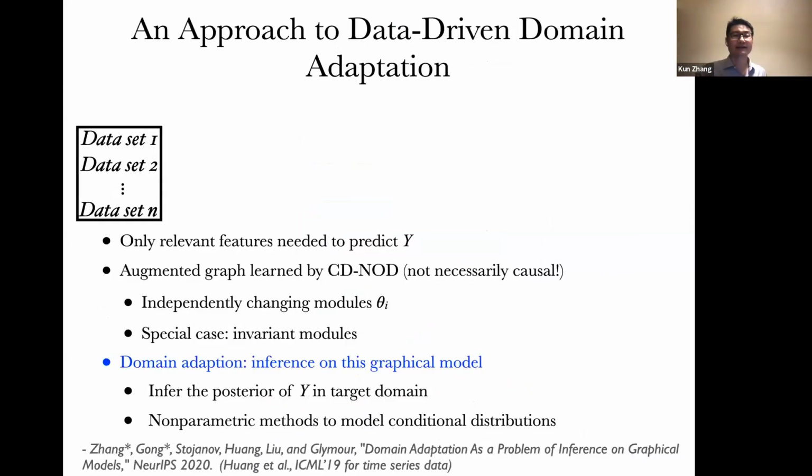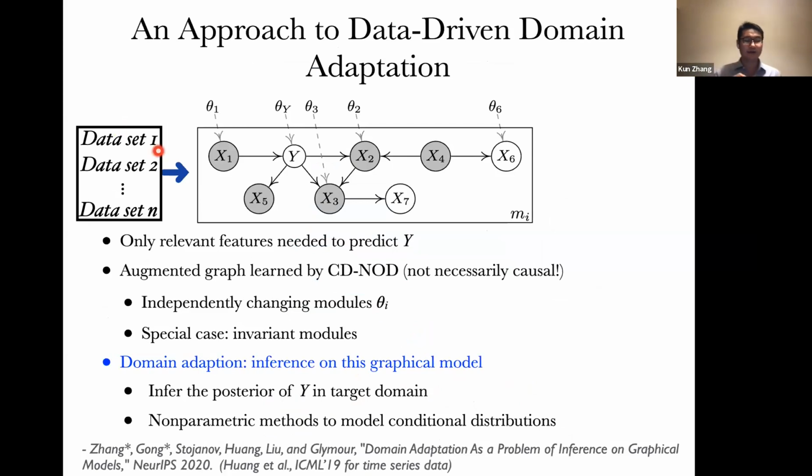Here's one particular work. So in this work, basically the setting is as follows: you have multiple source domains, you want to make prediction in the target domain. Here we assume that there are influences among the measured variables, the features and the target variable Y. And then we can find a compact representation of how the joint distribution can change.